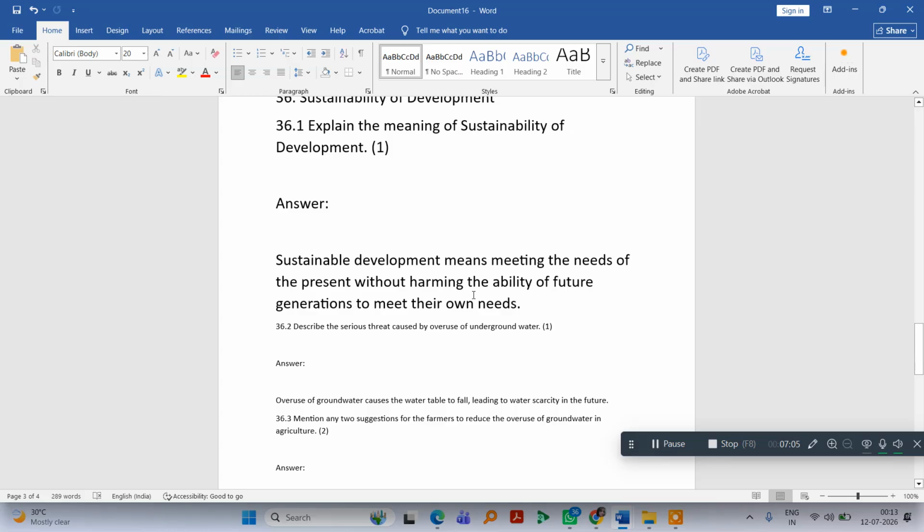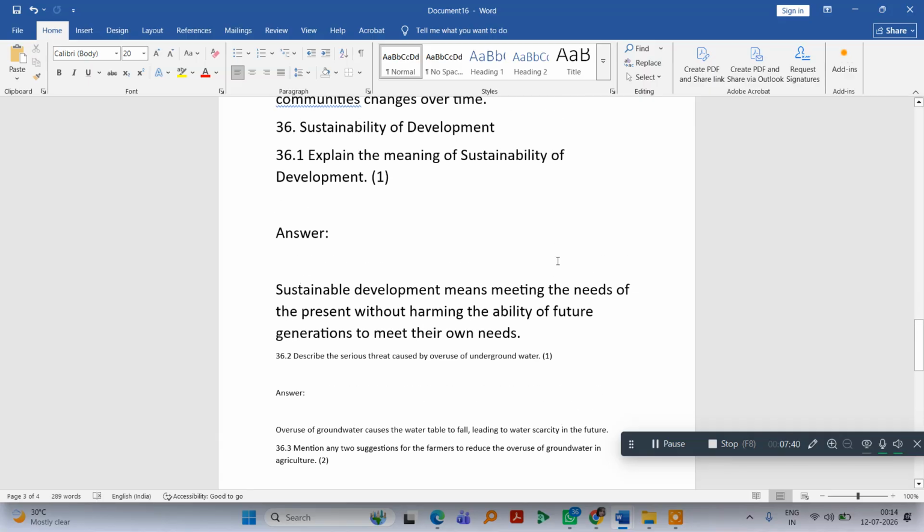Sustainable development means meeting needs of the present without harming the ability of future generation to meet their own needs. In simple words, it means that you are able to meet all your present requirements without harming the resources of the future generation. You're meeting all the needs of the present, and at the same time, you're saving resources for the future. You're not harming the ability or the capacity of future generation to meet their own needs.